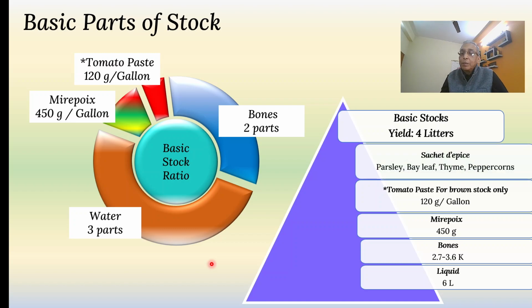Sachet d'épices, which is a mixture of parsley, bay leaf, thyme and peppercorn. We'll explain these terms sachet d'épices afterwards. So these are the ingredients we require to make a basic stock. Only remember, out of these ingredients, tomato paste is not a must for all the stocks. Only for the brown stock we can use tomato paste. Otherwise, all the rest of the ingredients can be used for any stock you are going to make.